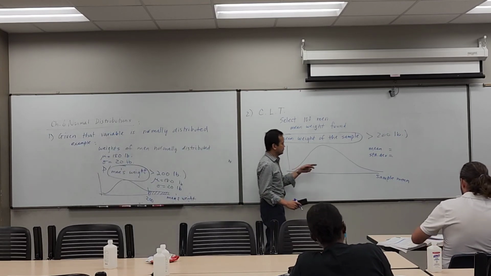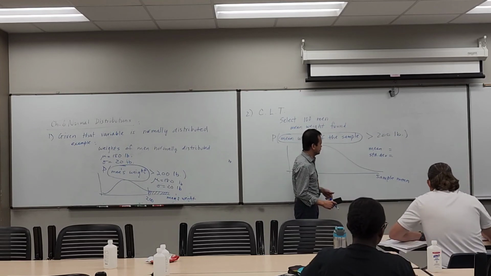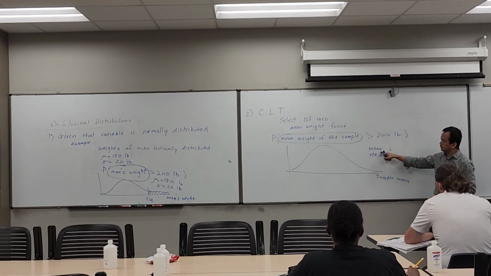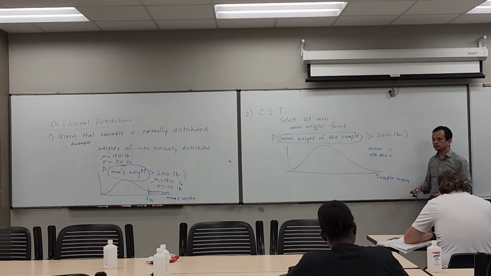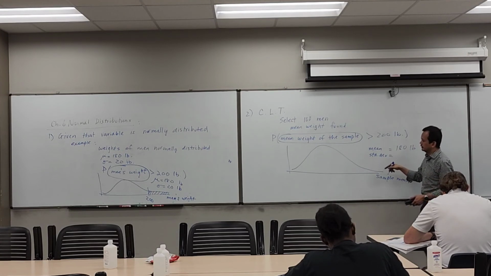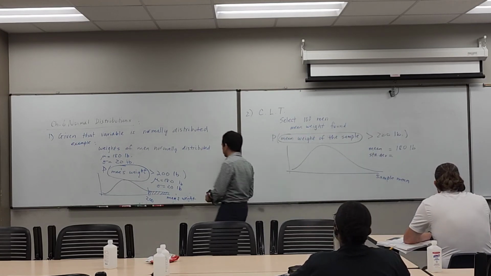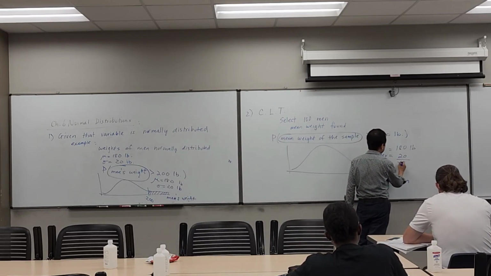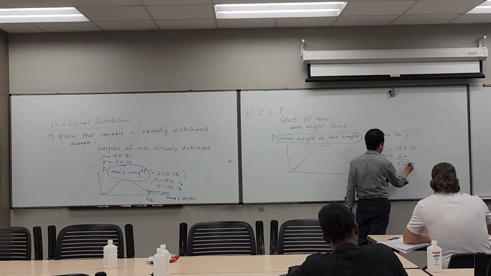But only one of those has to be true, and it turns out that in this case both of them are true. So the mean is equal to the original population mean of individual values, which is 180. But the standard deviation is not the original standard deviation by itself. It's the standard deviation divided by the square root of n, which is the sample size.